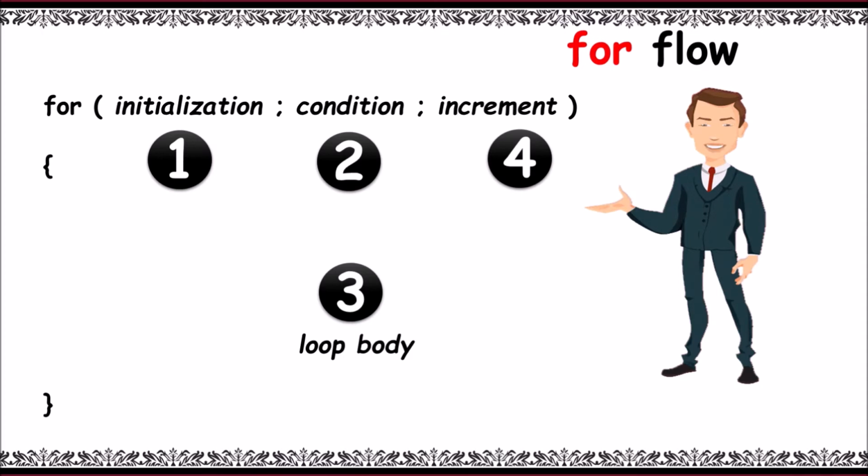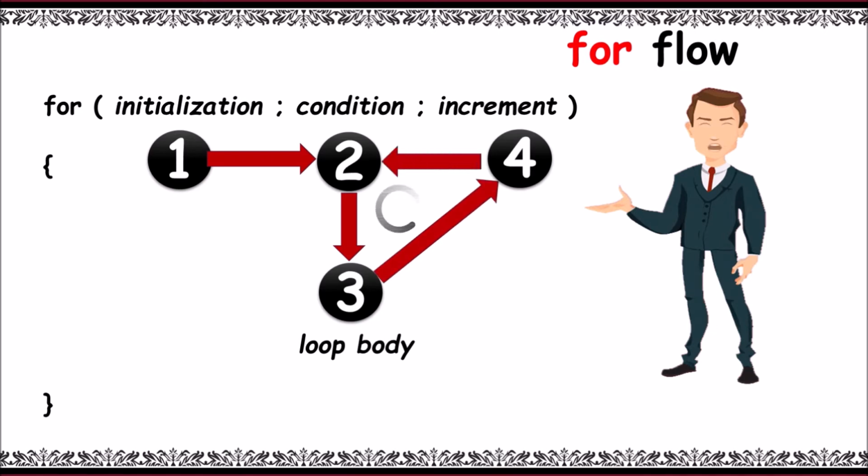Now, the flow is in the form like: initialization to condition, condition to loop body to updation, and loop updation to condition. Now, the condition, statements and incrementing, the loop body cycle is executed repeatedly until the condition is false.